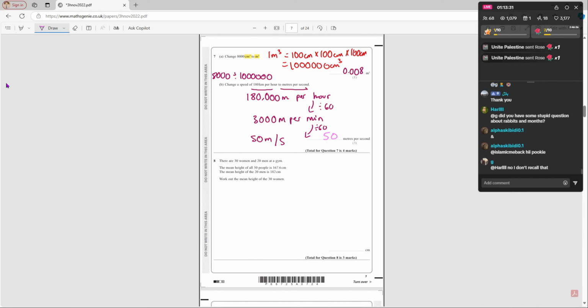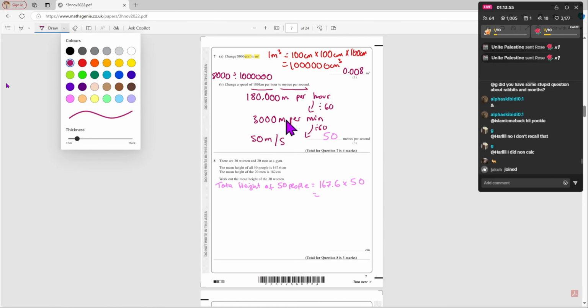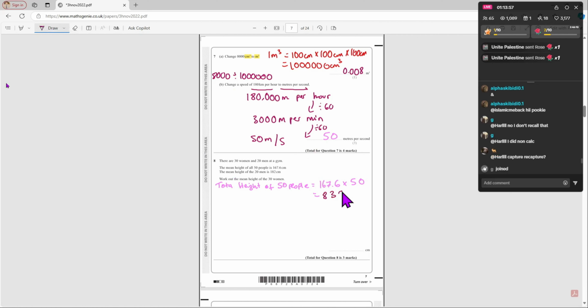So to work out the total height of 50 people, we're just going to do 167.6 centimeters times by 50 to get the total height. So 167.6 times by 50 will get you 8,380 centimeters. Now this is the total height of all 50 people, okay, added together.